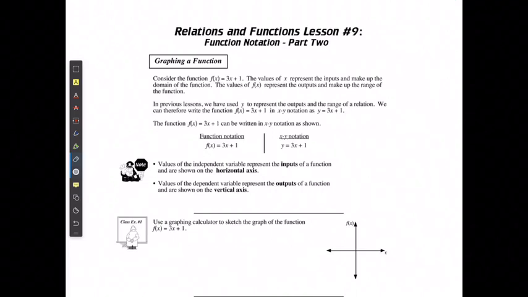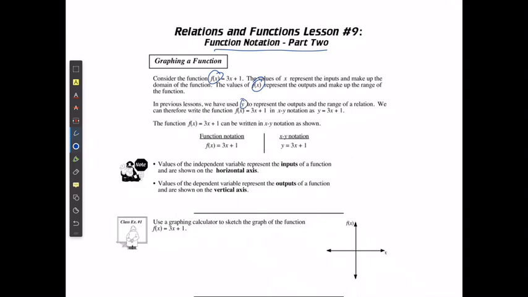Okay, so taking a look at the second part of the function notation. When we're graphing a function in function notation, so if I have a function like f of x is equal to 3x plus 1, the values of x represent the inputs and make up the domain. The values of f of x represent the outputs and make up the range. In previous lessons, we have used y to represent the outputs in the range.